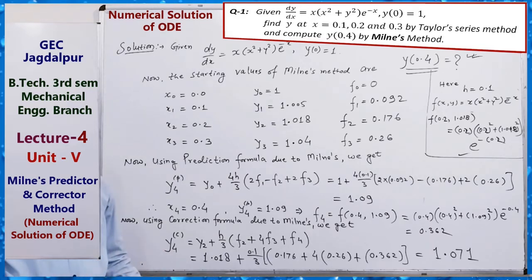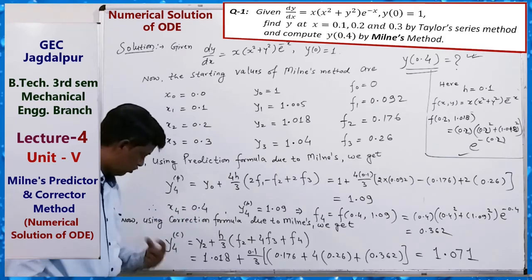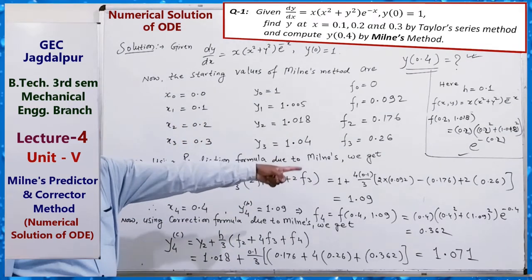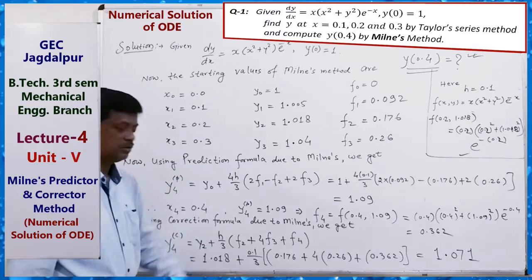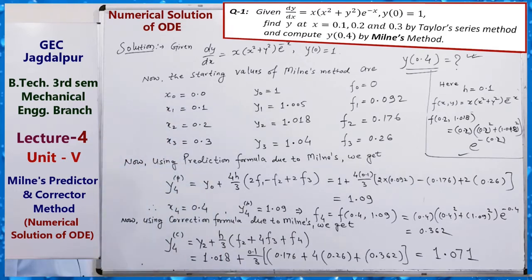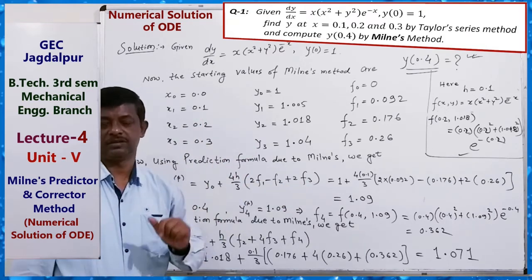You can repeat it, but for repeating, take x4 equals to this, and y4 equals to this. Clear? And use here. Find f5, f4, and again use that f4 in this formula. Repeatedly you can use this formula, and you can correct the value 1 time, 2 time, 3 time, 4 time. So 1.071 is the first correction. You can get second correction, third correction, whenever two corrections are the same value, that will be the answer. So this is the prediction and correction due to Milne's.